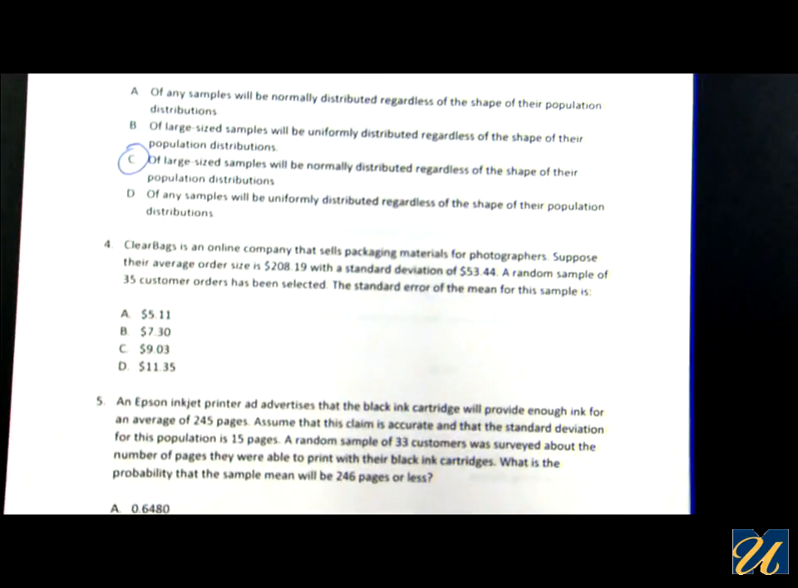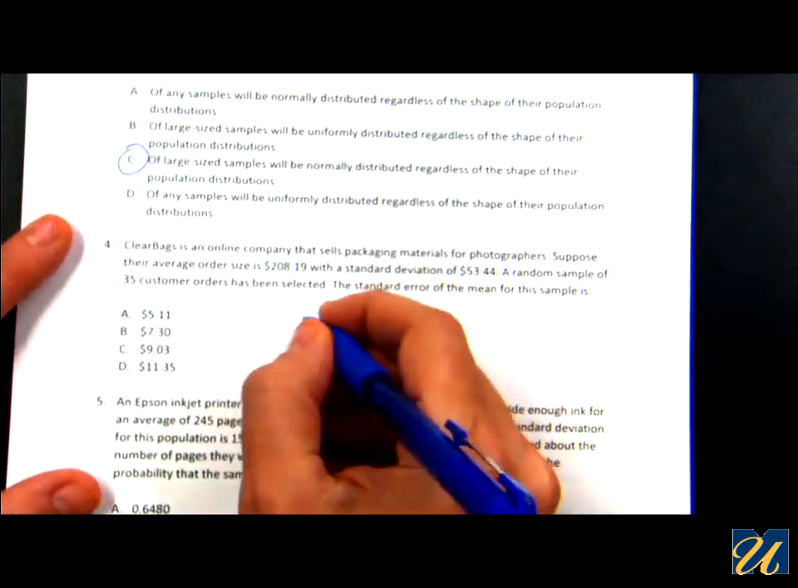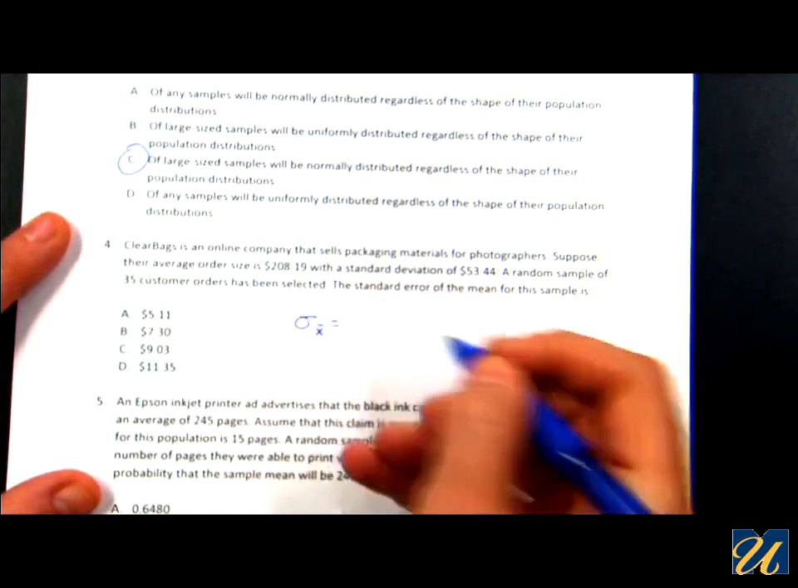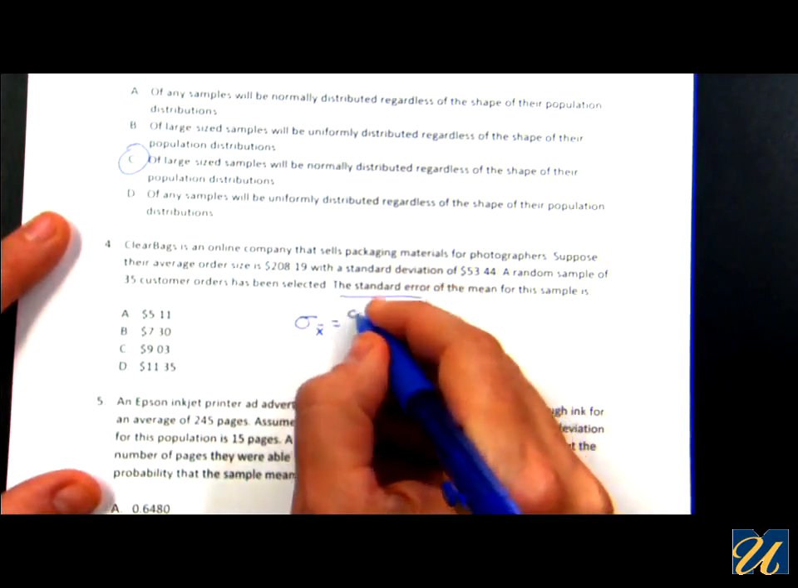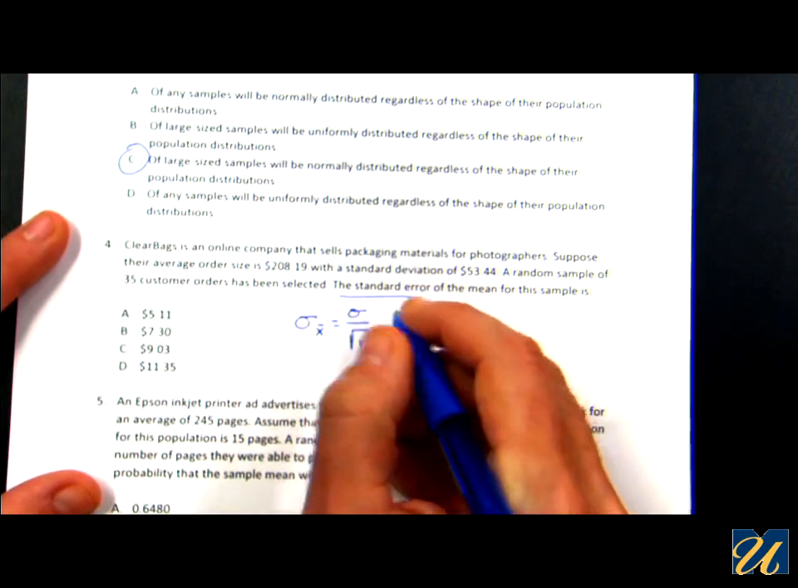Clearbugs is an online company that sells packaging materials for photographers. Suppose their average order size is 208.19. The standard deviation is 53.44. A random sample of 35 customer orders has been selected. The standard error of the mean for this sample is the following. Now, all I'm asking is sigma x bar, the standard error. Sigma x bar is equal to sigma over square root of n.